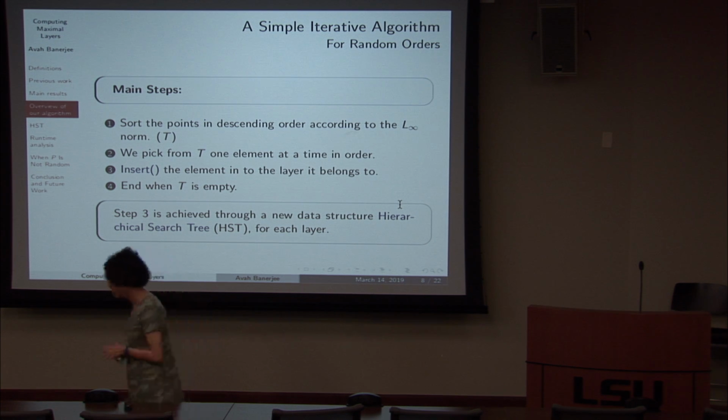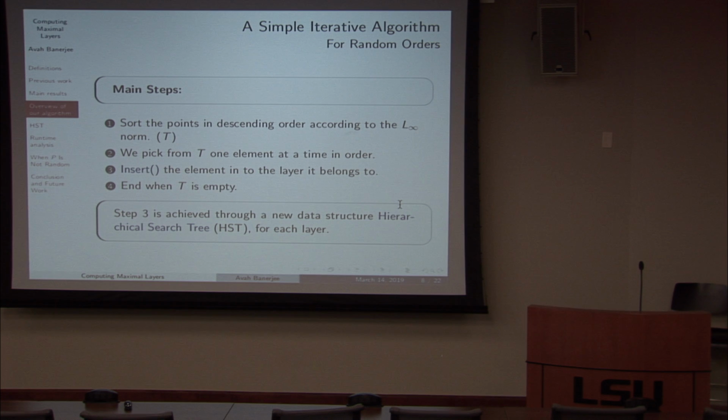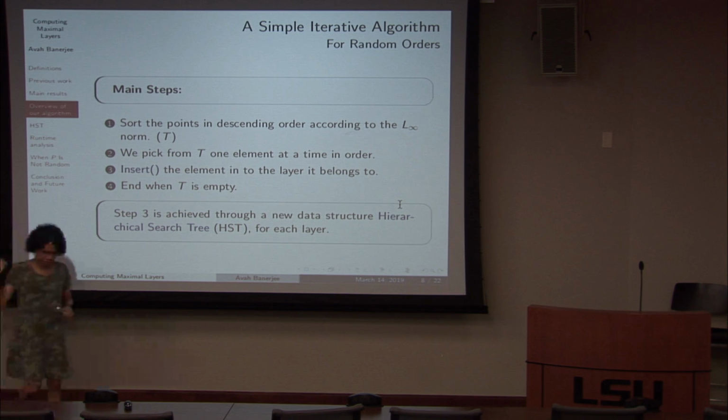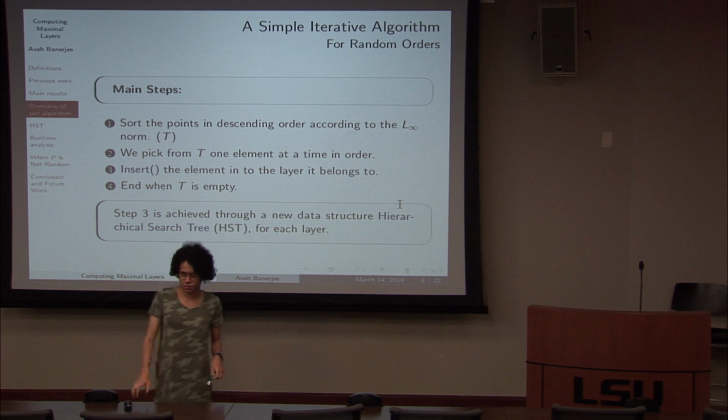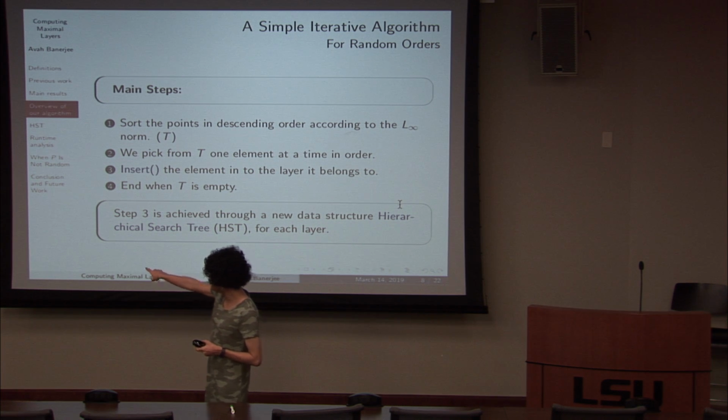So the LP norm, if I have a vector V, is the pth root of the sum of all the components, each raised to the power p. And for the L infinity norm, you replace p by infinity, which is basically just computing the maximum of all the components.